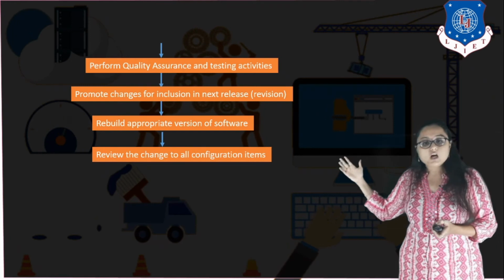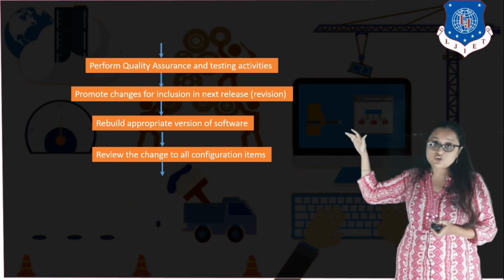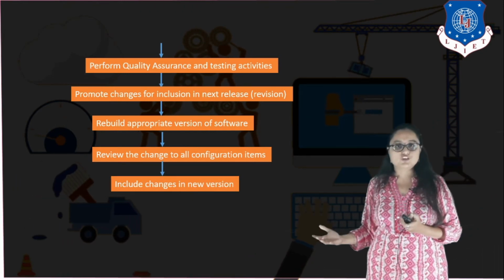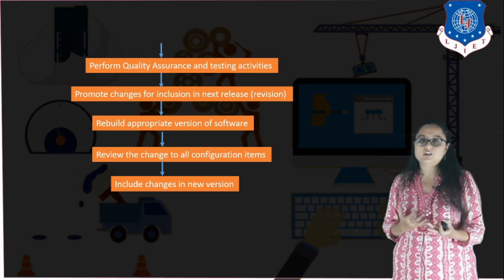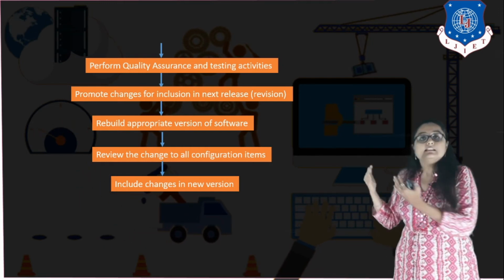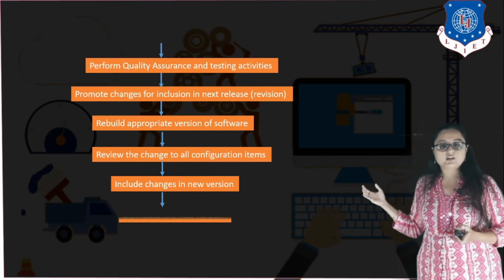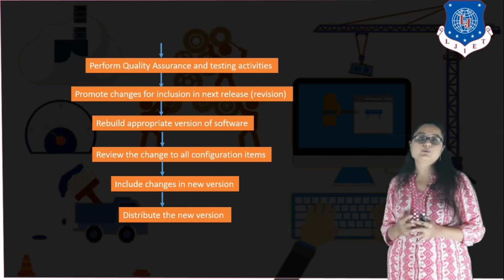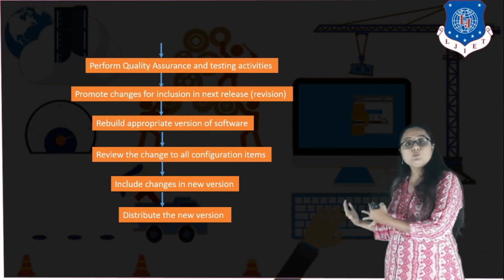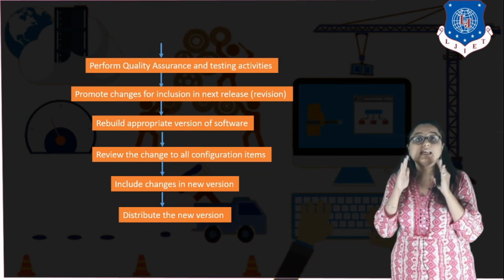Right. So you will again review the changes of all configuration items after rebuilding the version, and you will include the change in the new version. So whatever version you are trying to deploy, that is 1.1.1 in our example, all the changes you are including in the new version that will be deployed, right? Finally, you will distribute the new version, because all the changes that have been done have been accommodated in the new version, that is the latest version, and now this is again a baseline version.